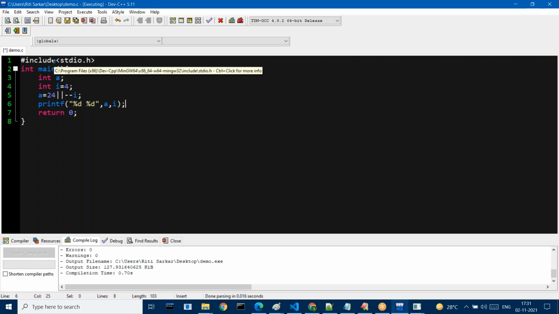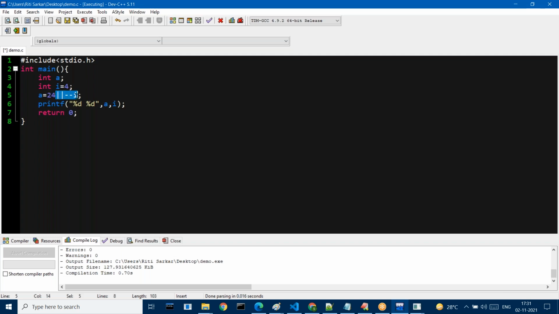Okay, let me tell you. Already we discussed the logical OR story. In the logical OR operator, we know that if the first part is true, control never goes to the other part. Remember guys, if the first operand is true, control never goes to the other part. So what will happen? Is 24 a true value or not? Any value other than 0 is a true value.